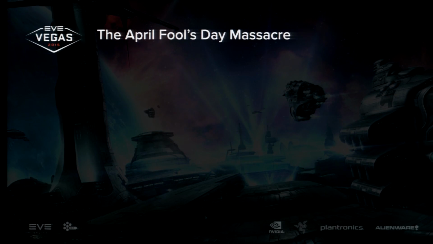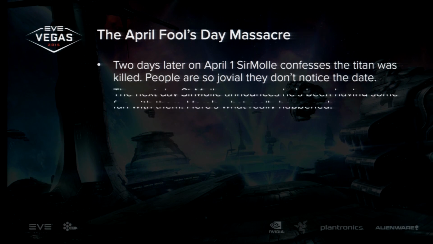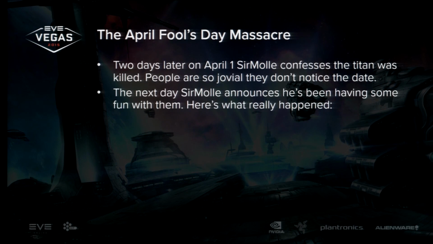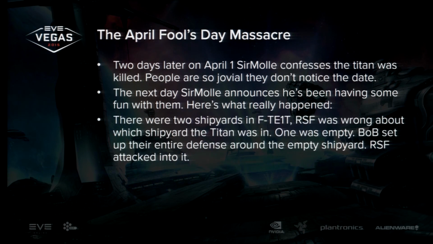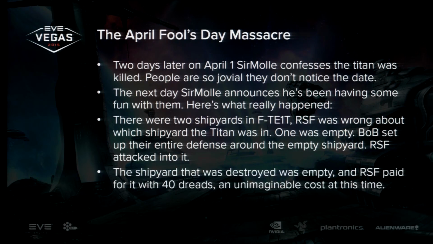And what had happened was there were 2 shipyards in F-TEIT, and Band of Brothers set up their entire defense around the empty one. And so the shipyard that was destroyed was completely empty, and the Titan was being quietly built a few planets away while this battle raged. And this is an unimaginable disaster at the time, because remember, this is Band of Brothers the Invincible, the one that everybody worried was the greatest fleet that had ever been assembled and just could not be touched. And here they were, proving them correct.